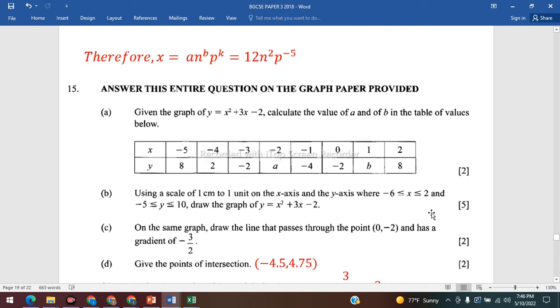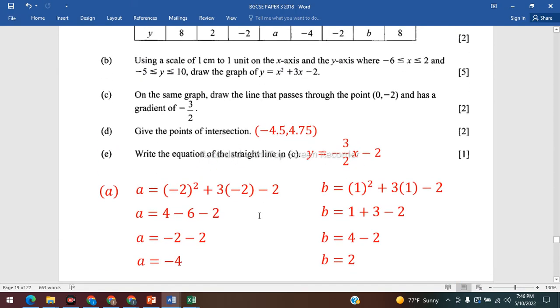Okay, so that's how we get that. What we do is we say negative 2 squared plus 3 minus negative 2. Now negative 2 squared is 4, and 3 times negative 2 is negative 6, minus 2. 4 minus 6 is negative 2. Negative 2 minus 2 is negative 4. Okay, that's how we do that. And then for this one, it's going to be 1 squared, which is 1. 3 times 1 is 3, minus the 2. 1 plus 3 is 4. 4 minus 2 is 2. Do we understand how we got negative 4 and 2?